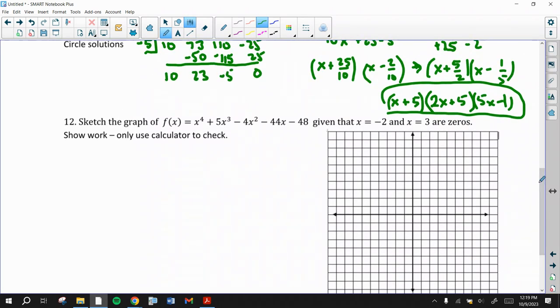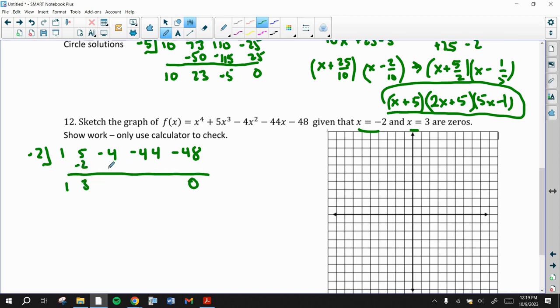Finally, question number 12. Sketch this graph. So we're going to start by dividing with the zeros that are given. So first was -2, 1, 5, -4, -44, -48. Through synthetic division, we should get 0 here. 3 times -2 is -6. -10 times -2 is 20. -24 times -2 is 48.